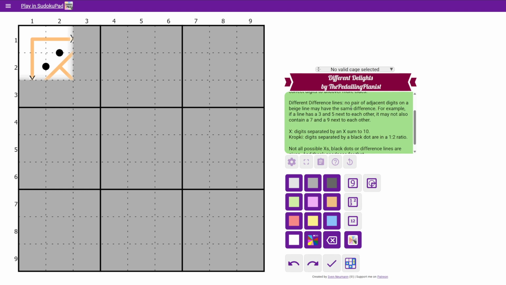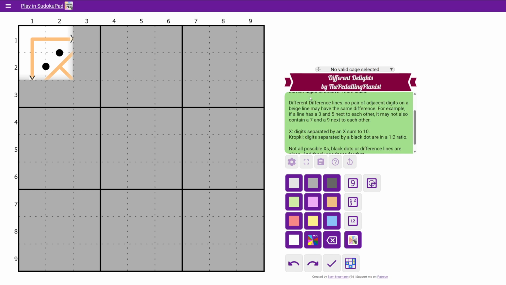Different difference lines. No pair of adjacent digits on a beige line may have the same difference. For example, if a line has a 3 and 5 next to each other, it may not also contain a 7 and a 9 next to each other.